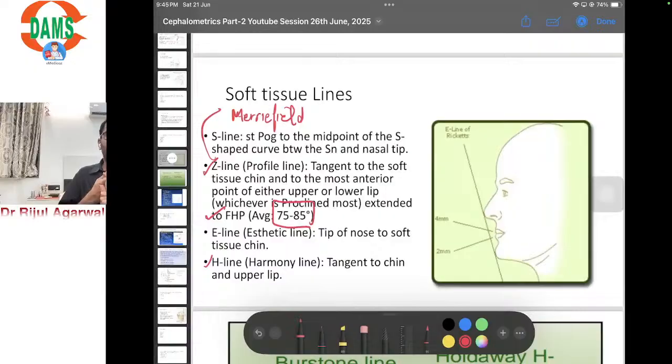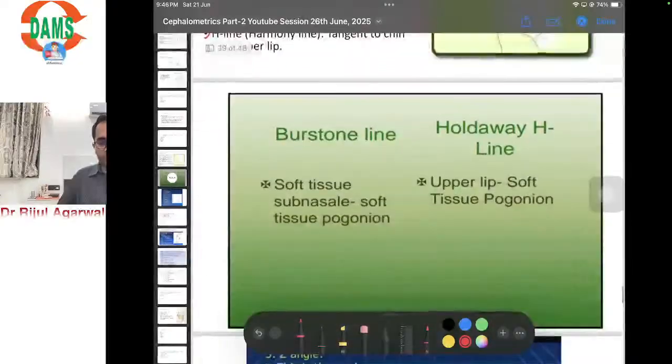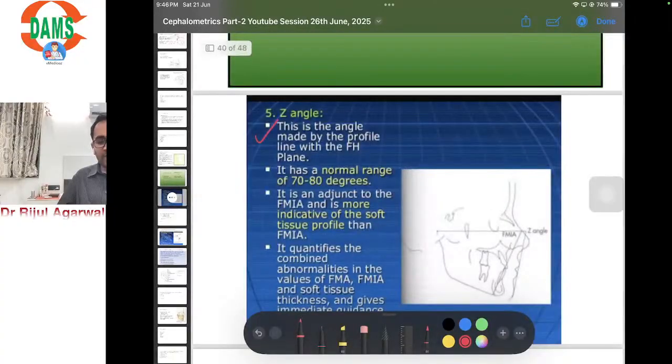S line, soft tissue chin to the bisecting point of the S-shaped curve. I've already told you, ideally the lip should touch the line. Whatsoever, if it's ahead, plus value, behind, minus value. Z line, it's an angular value between the Z line and the FH plane, average value between 75 to 85 degrees. E line, tip of chin to tip of nose, ideally the upper lip should be minus 4 mm and lower lip should be minus 2 mm. So H line I have just told you, Z angle I have told you.